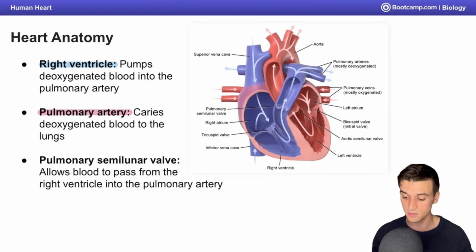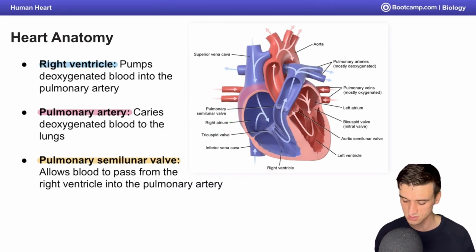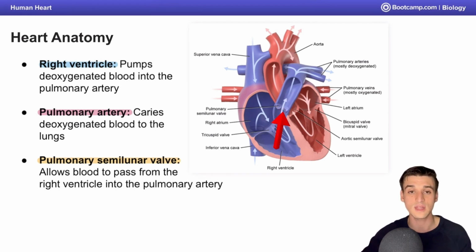But before we get too carried away, we need to mention our second important valve, and this is known as the pulmonary semilunar valve. Now, the reason that things on this right side of the heart, like the pulmonary artery and pulmonary semilunar valve, start with the word pulmonary is because pulmonary refers to the lungs. And so the pulmonary artery is an artery that brings blood to the lungs, and the pulmonary semilunar valve is the valve that modulates the blood flow from the ventricle into that pulmonary artery.